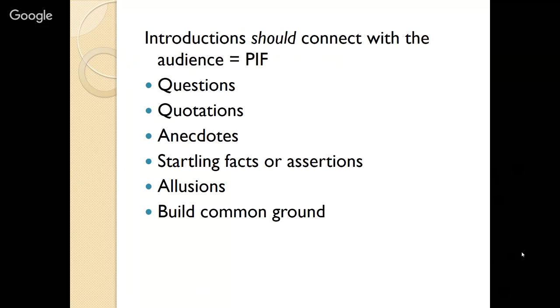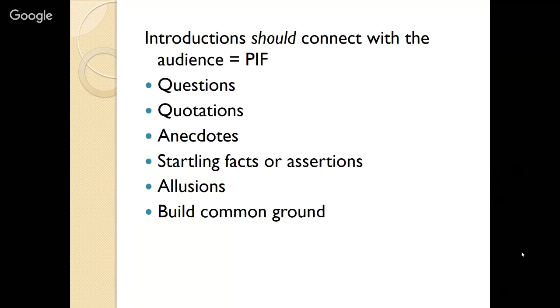Anecdotes are good because anecdotes create that common ground by relating a story which helps to illustrate your point and helps to make it more relatable. So you're discussing the issue in very human terms, which is something that the readers can relate to and can recognize. Startling facts or assertions can work as well, because that certainly causes attention to be paid. So if you surprise someone by using a startling fact or a statistic, then that will sort of shock them a little bit and make them want to read a little bit more.